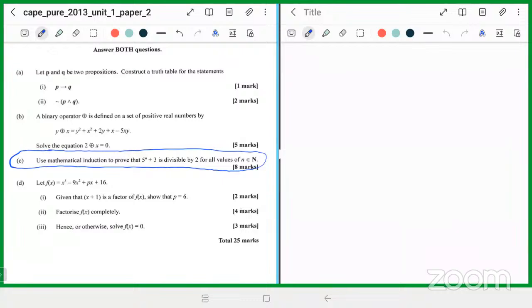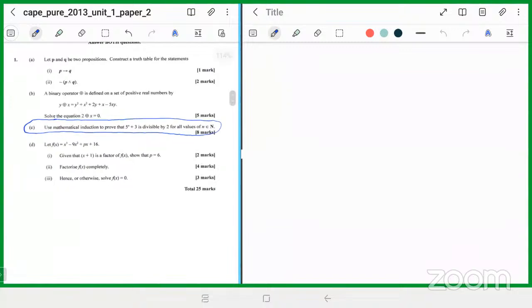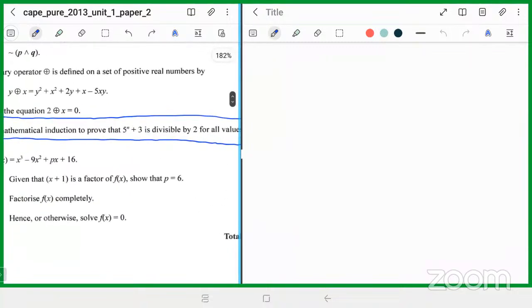I'll show you the key steps though. All right, so it's a mathematical proof, and there are certain key steps that you want to do. So we're doing that question that I've circled. Use mathematical induction to prove that this expression is divisible by 2. Fairly simple. If this expression is divisible by 2, then it can be expressed as 2 times some integer. Because when it is divisible, it means that it is evenly divisible.